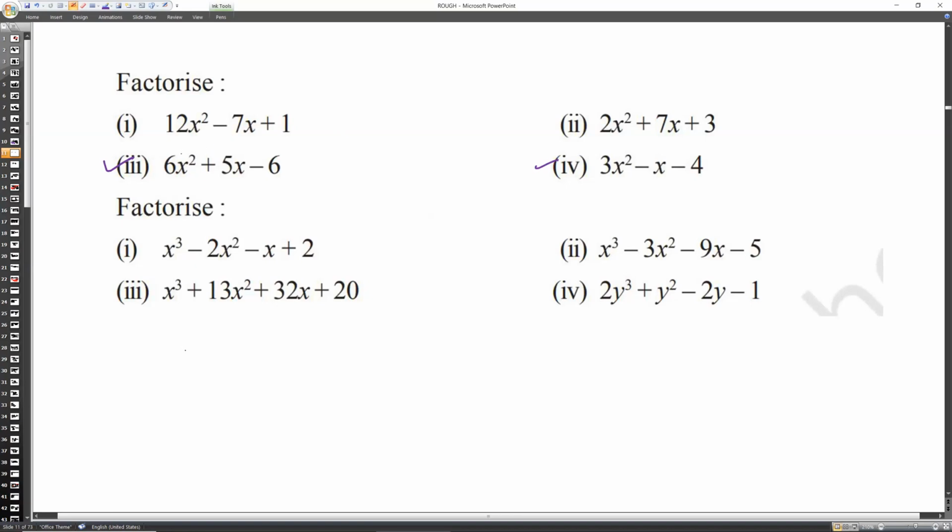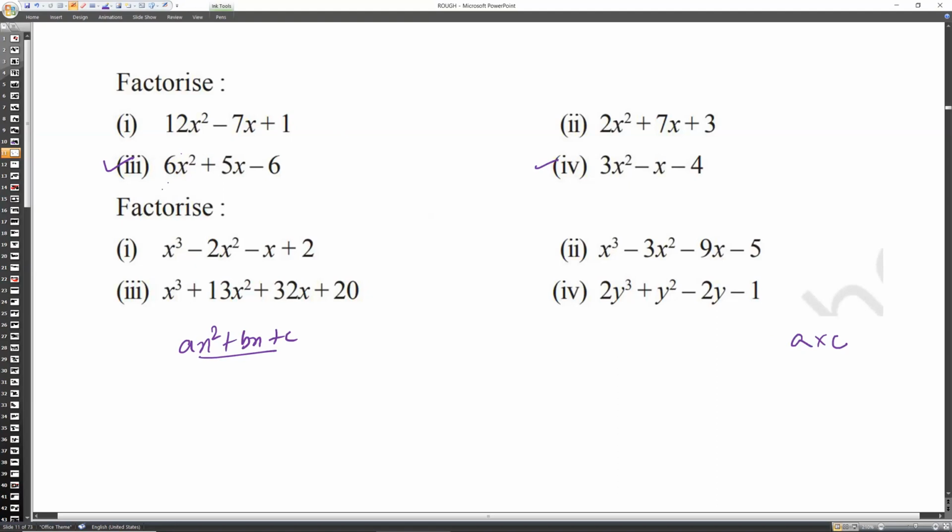Every time we are going to get the equation as a quadratic equation, ax square plus bx plus c. When we do the middle term split, we get the equation in 3 terms: ax square plus bx plus c. What you have to do is multiply a into c, the product of the numbers.